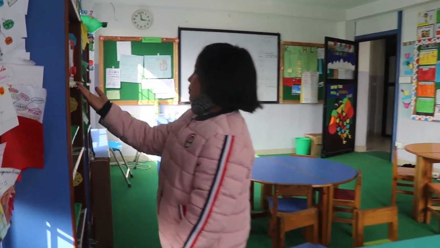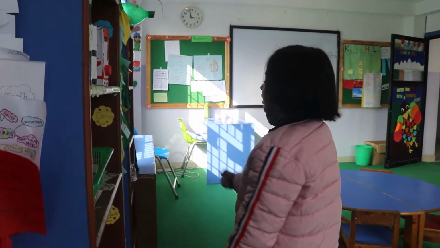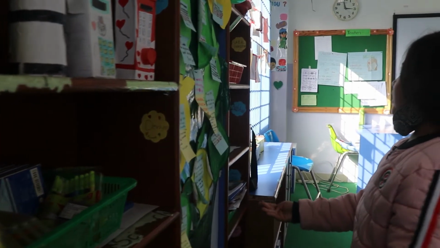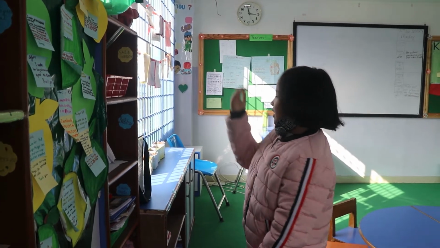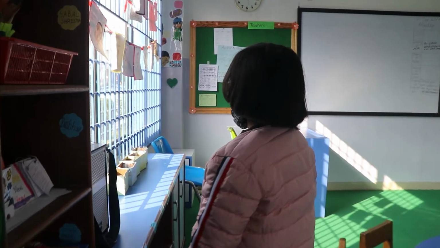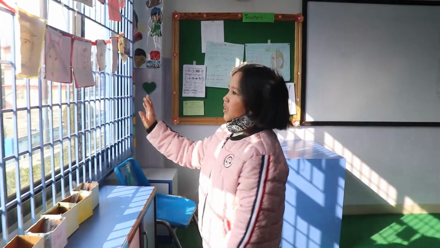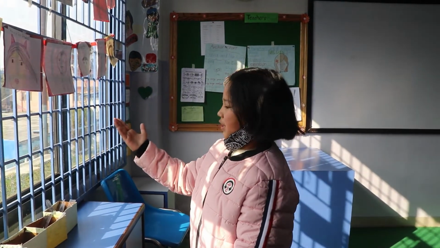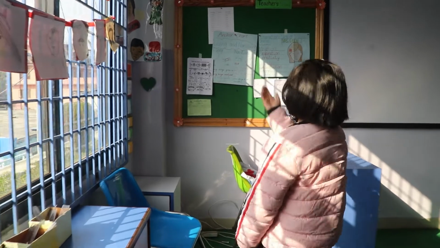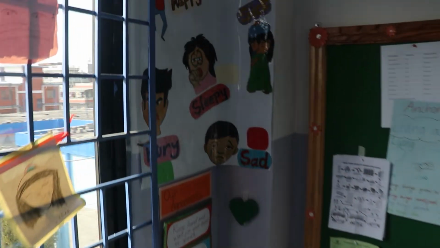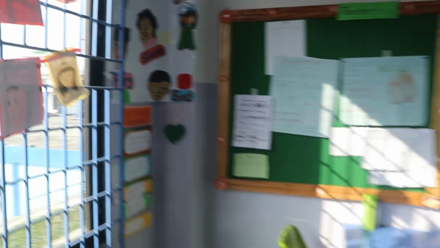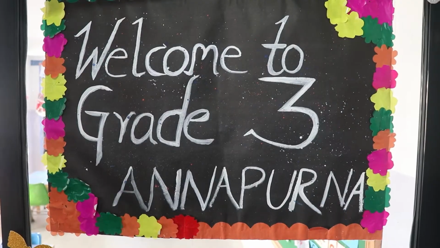Over here are the piggy banks. Here is the wonder tree. And this is the birthday chart. And over here, it's the face portrait. And here is the mood chart. Thank you. Now let's move to Annapurna.